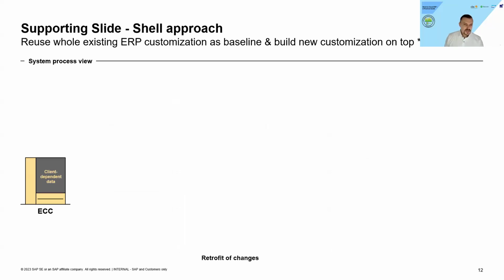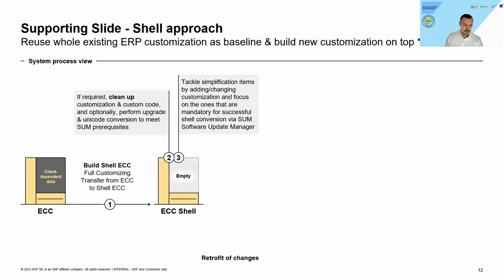And the first one, which is also the most important one from our perspective today, is the shell approach. So starting with our current ECC productive environment, we are creating a shell based on exactly this environment as a one-to-one copy containing all customizing and repository data. But the main difference is that we do not have any master and transactional data inside. So the system is quite small, and as you can see here, the client-dependent data is empty, and we have the ECC shell. Right now we are not yet on the S/4 side, but we have the chance to do all customizing and custom code cleanups that fit the project requirements.